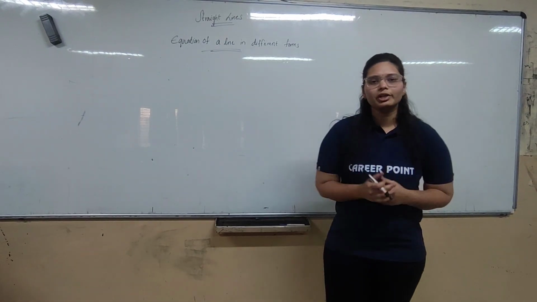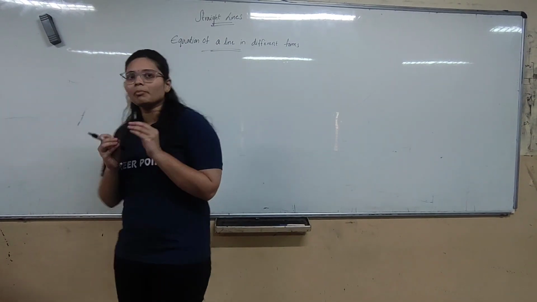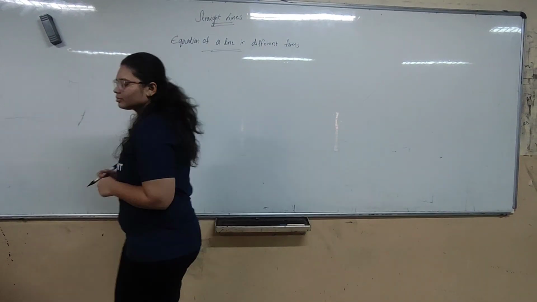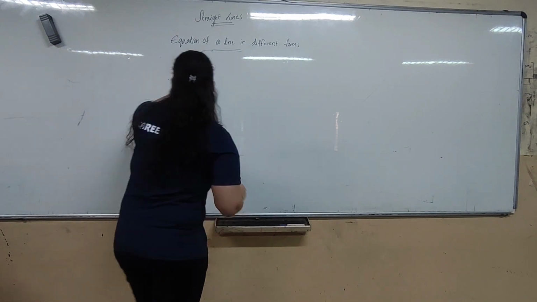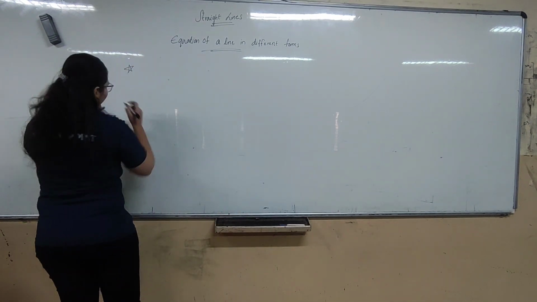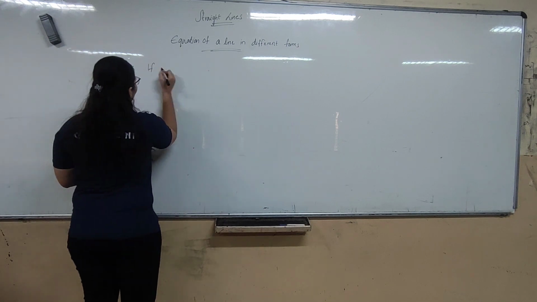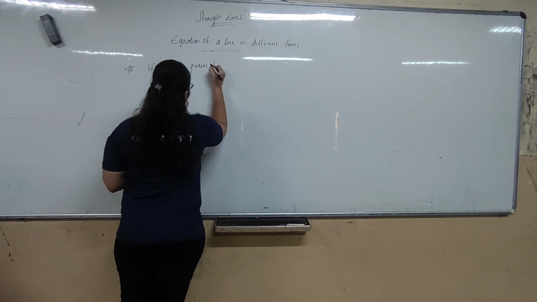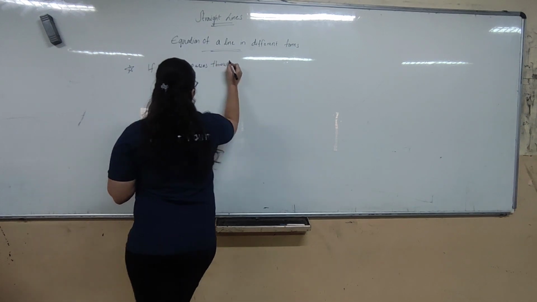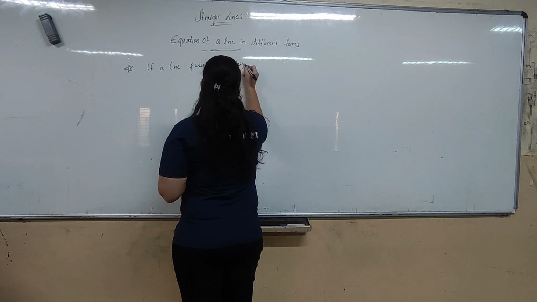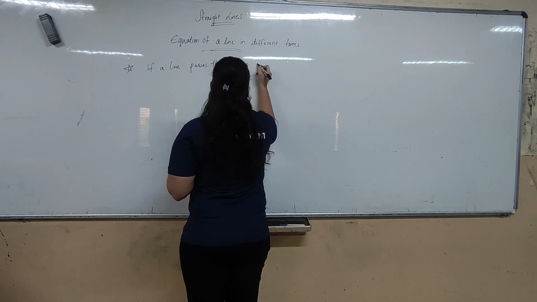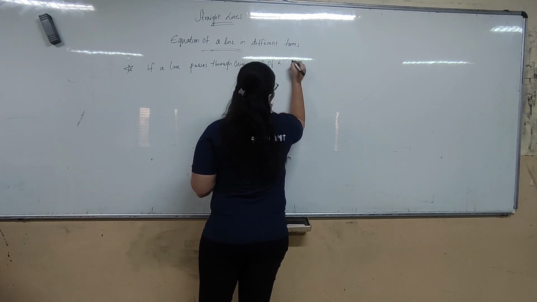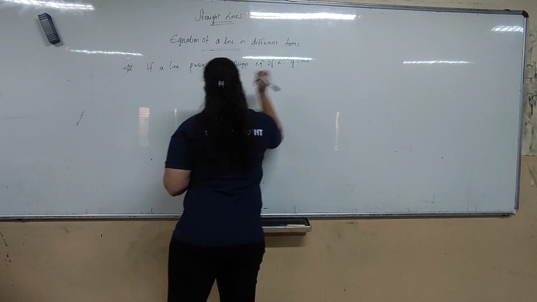So now, before going to further forms, let's see some important points we need to observe, right? We have seen one point, that is, if a line passes through origin, the equation of line is y is equals to mx, right?